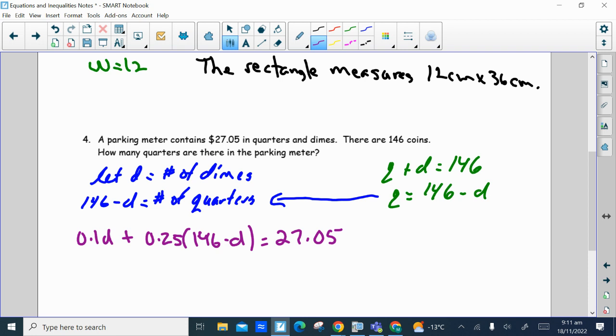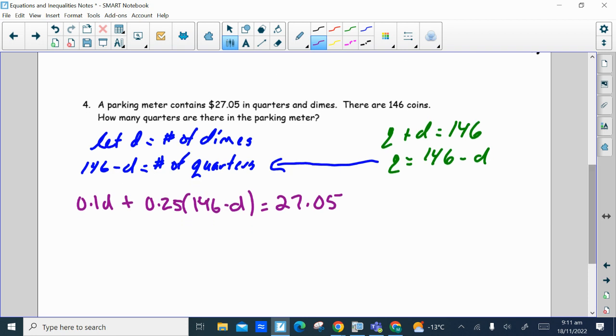You need to copy this down. This represents the value of the money in the meter. Each dime is worth 10 cents. So it's 0.1, which is 10 cents, times D, the number of dimes. Each quarter is worth 25 cents. So it's 0.25 times the number of quarters, which is 146 take away D. Now we have our equation. We need to solve it.